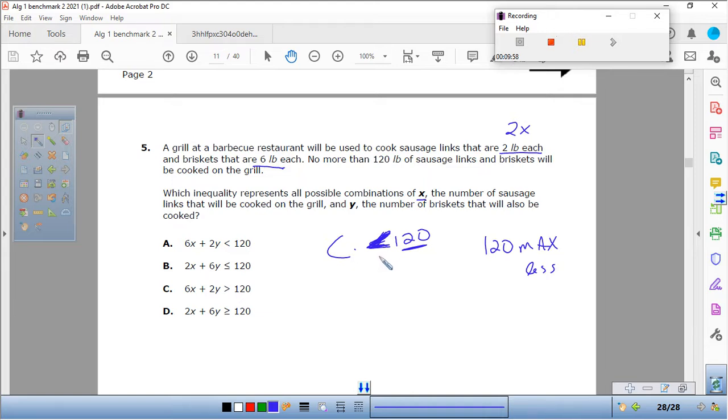Can they be equal to it? It's not saying you can't cook equal to it, so it can be equal to it. They don't want it to be more than, but it's okay to be equal to it. So I'm going to say that one, and that one. And then this, and this. 2x, 2y. Wrong here. I'm going to go with that one. Hold on.